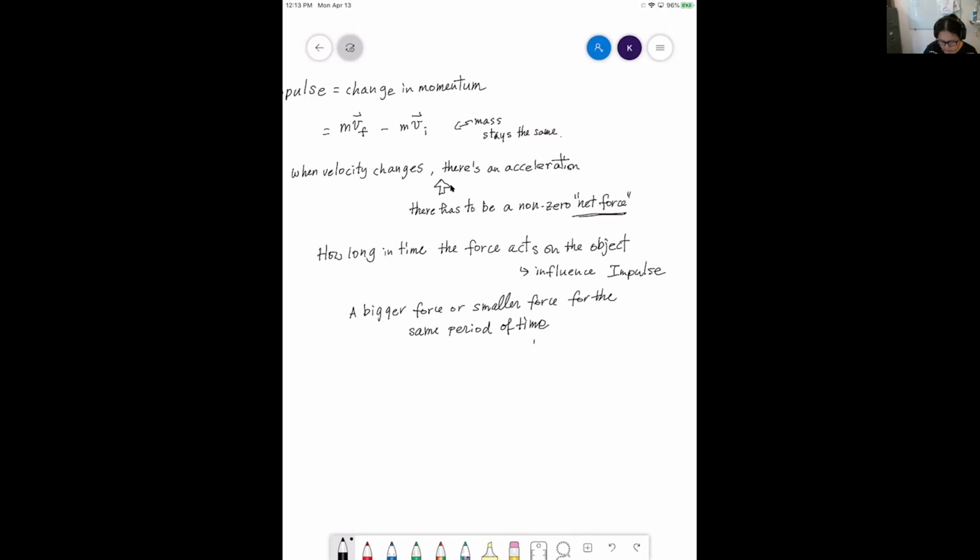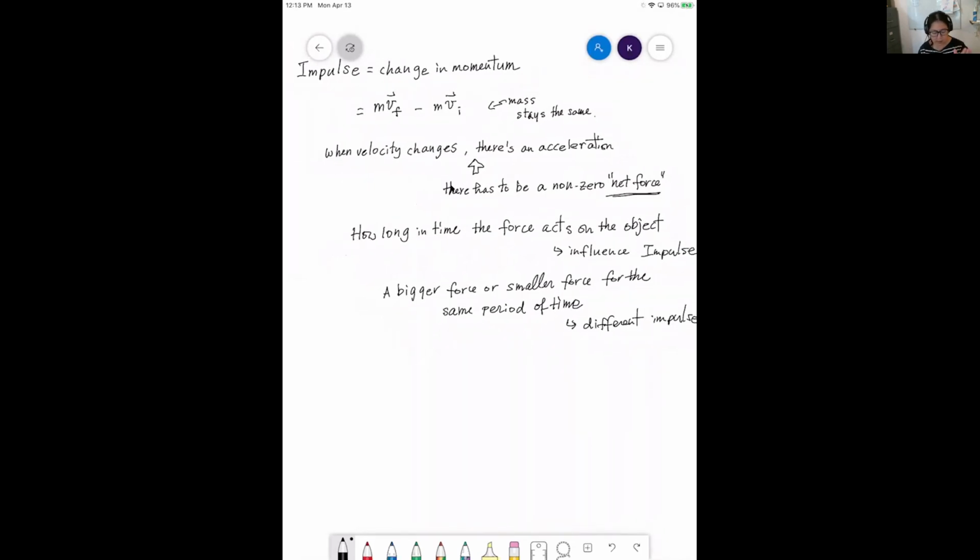Still gives different impulse, different change in momentum. So I mentioned that impulse is changing momentum, and it's final momentum minus the initial momentum. And also, you can see now that impulse is also force times time.